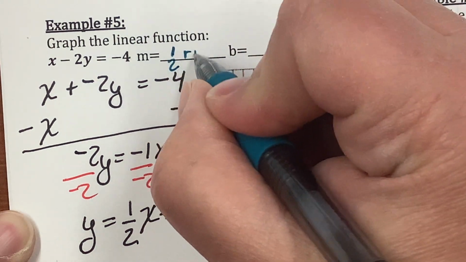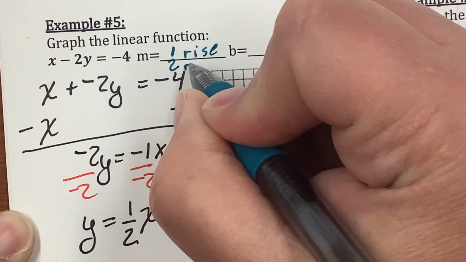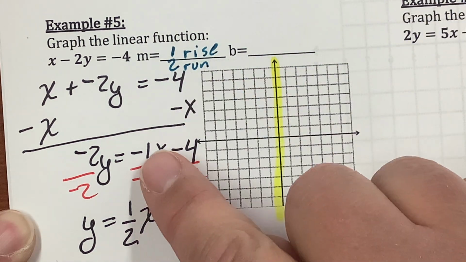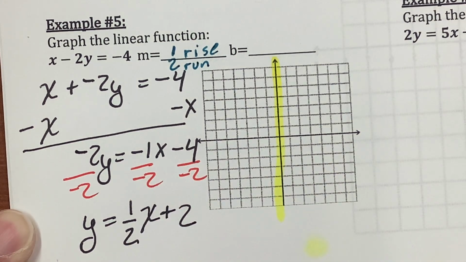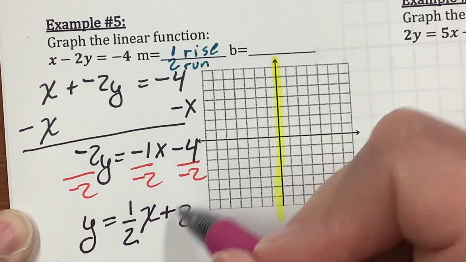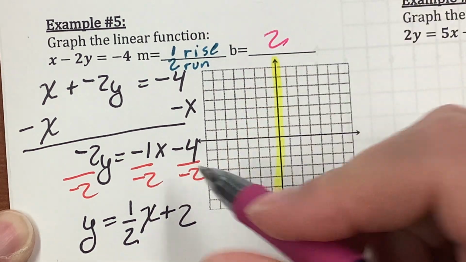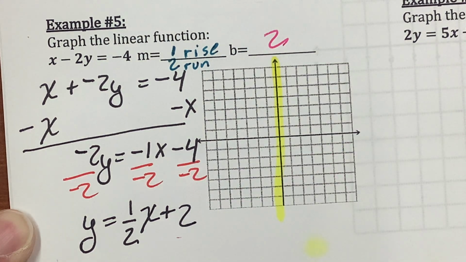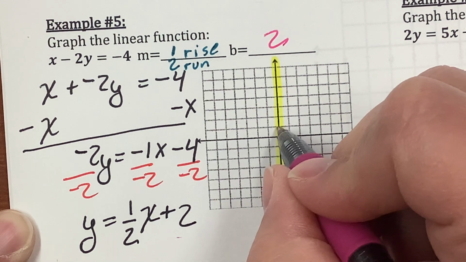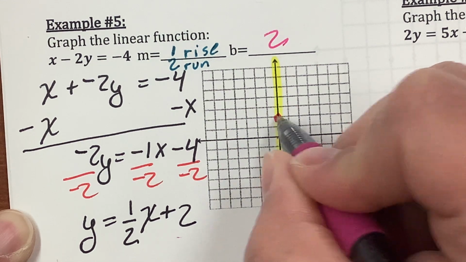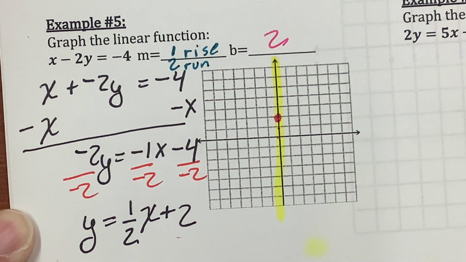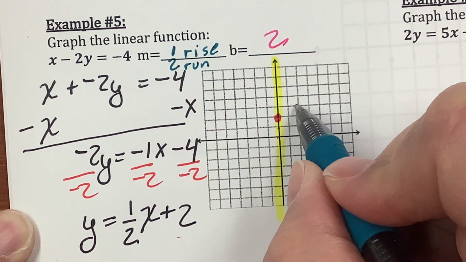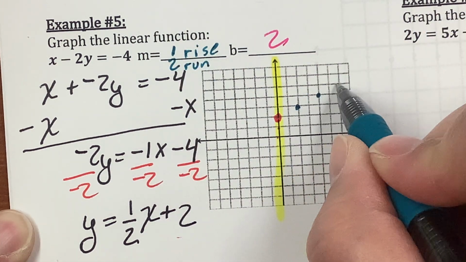1/2. So I'm going to rise 1, run 2. Those are both positive because negative divided by negative is positive. And my b is positive 2 because negative divided by negative is positive 2. So I'm going to start here at 1, 2, put a dot, and now rise 1, run 2. Rise 1, run 2.